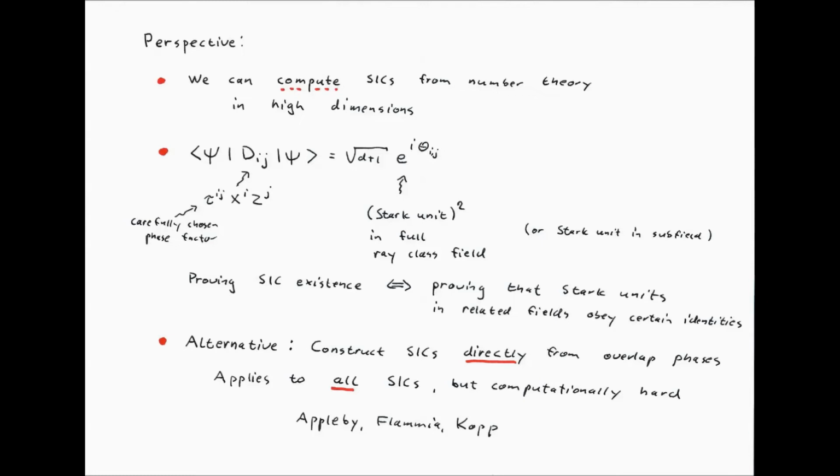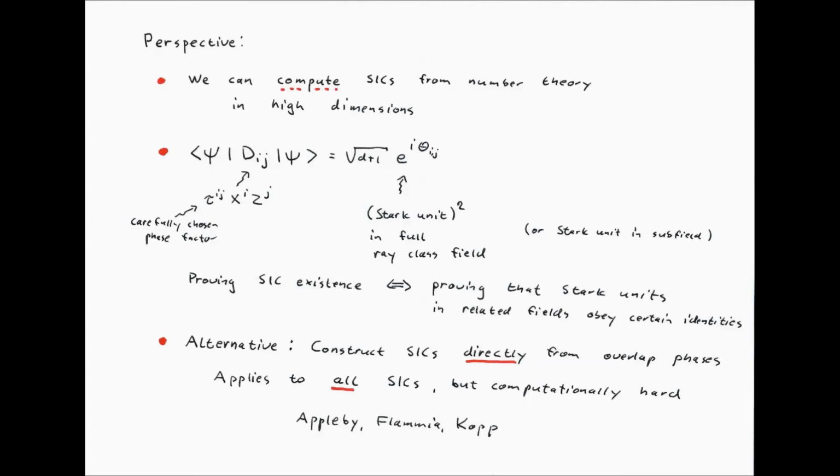So that basically means that, rather than checking that our procedure always works, we can convert our procedure into a set of identities for Stark units in related ray class fields. So the task of proving SIC existence is turned into a problem of proving various identities for Stark units. I know plenty of identities for roots of unity. I don't know many of those. So this is very much an undone project.